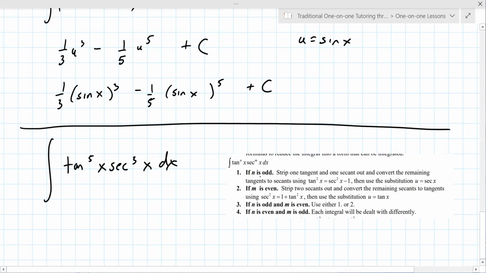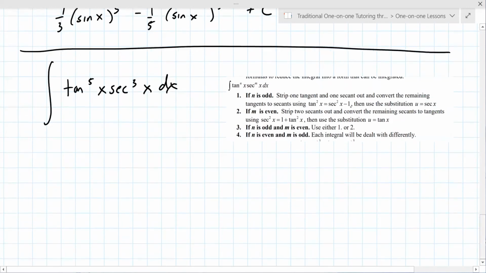So I'm just going right for this. If n is odd, we don't have that, and m is even. Since n is odd, since the power of tangent is odd, I'm just going to follow this to the letter here. Oh, these rules are different. Yes, they're slightly different. There's a lot of this in this class.